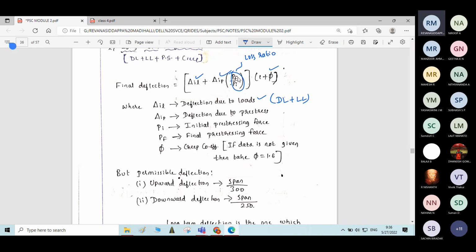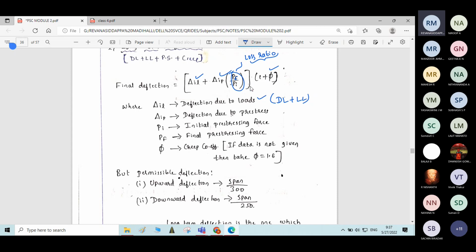After some losses, the magnitude of the prestressing force will be reduced. That magnitude of the prestressing force will be PF. After all losses, final prestressing force divided by initial prestressing force is also called the loss ratio. Okay, and phi is the creep coefficient. Every parameter will be given.